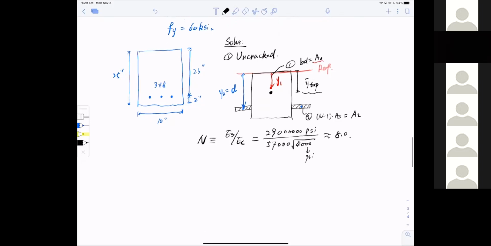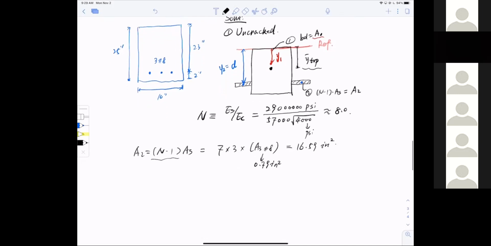So immediately, (n minus 1) As, which is the area of part 2, equals 7 multiplied by 3 bars, multiplied by a single number 8 bar, As for number 8, which is about 0.79 square inch. So I have a total steel area of 16.59 square inches, after conversion to concrete.